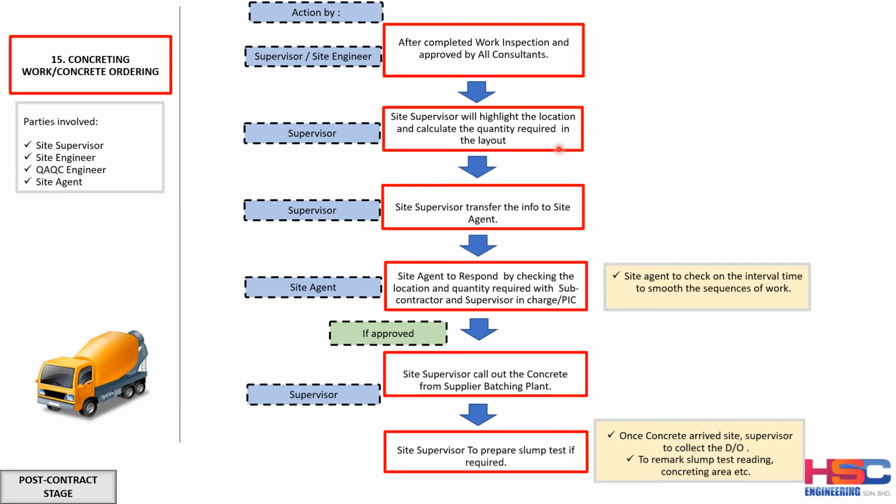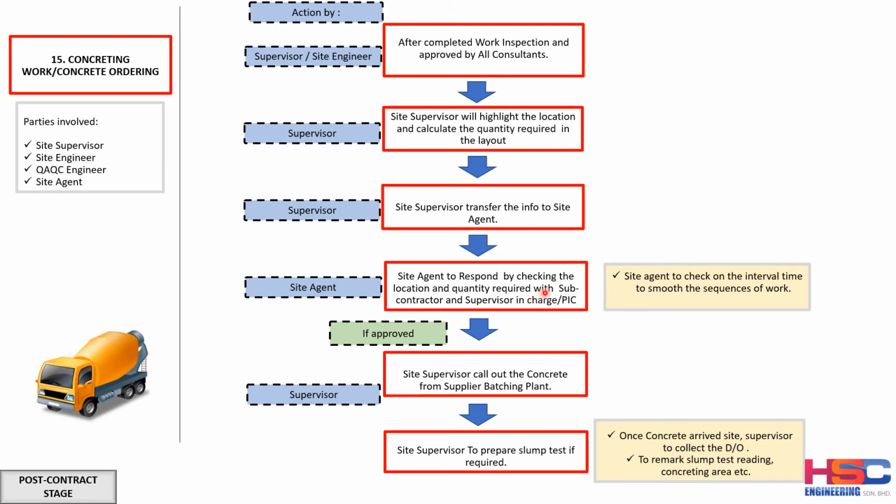Before they do the casting, check properly the location that we want to cast and calculate in the layout properly what the quantity required is. And then it is a good practice, once the calculation is done, to pass it to the site agent to check on the quantity to be ordered.